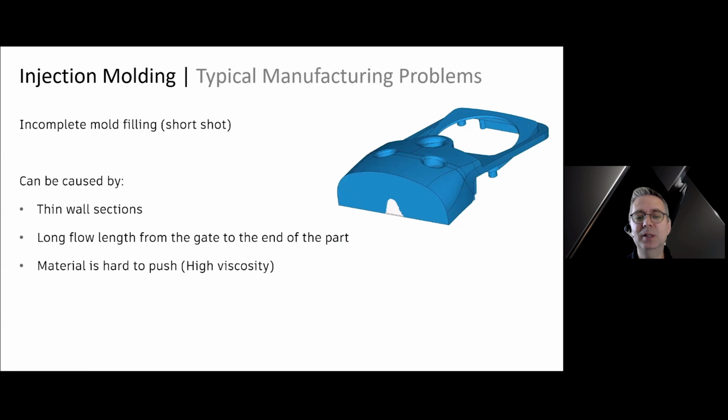It can be caused by a number of things. Is the part wall thickness just too thin? Is the flow length too long, from where we inject the plastic to the end of the part? Is the material really stiff, hard to push? There are other factors, but these are a few of the main ones that we end up dealing with.